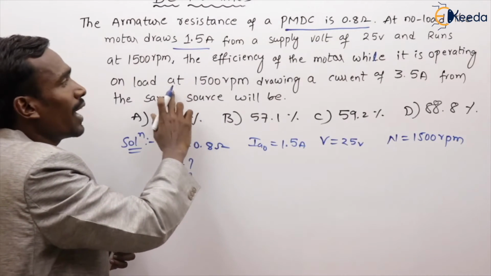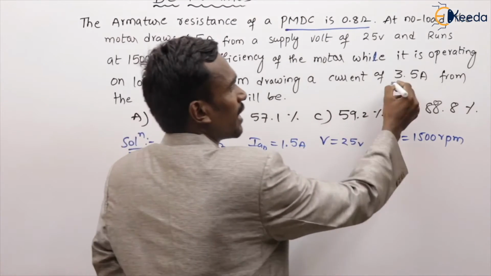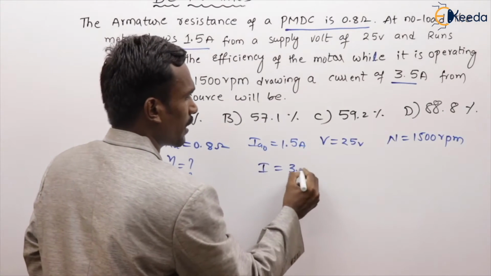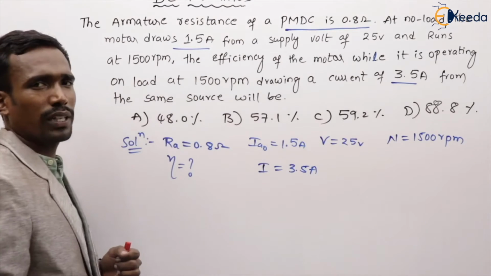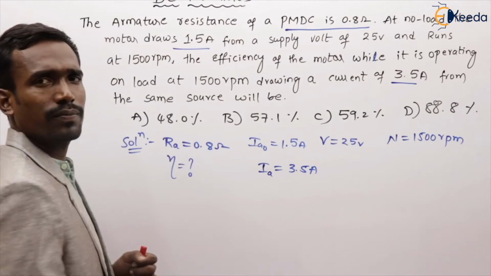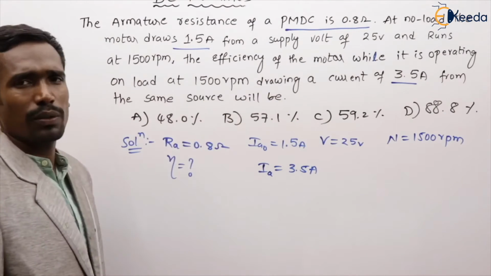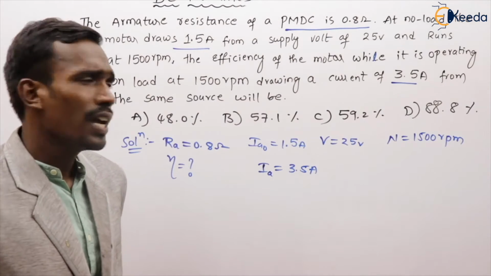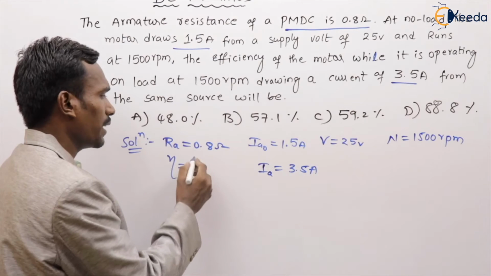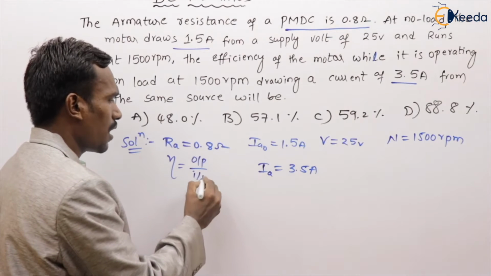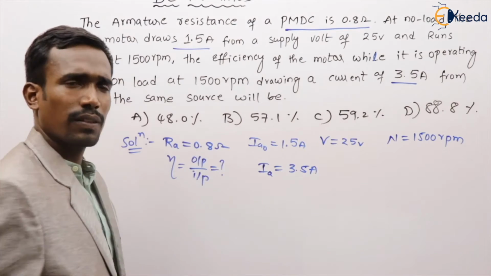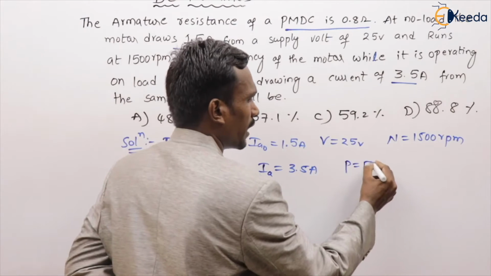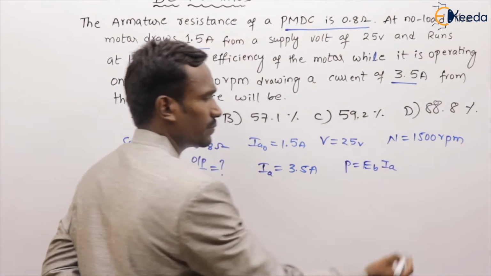It is operating on load at 1500 RPM, drawing a current of 3.5 amperes. So the load current is 3.5 amperes, the armature current, with the same source. We have to find out efficiency. How can we find out efficiency? Efficiency is nothing but output by input. We have to find out the output, which is the power, nothing but EB into IA.